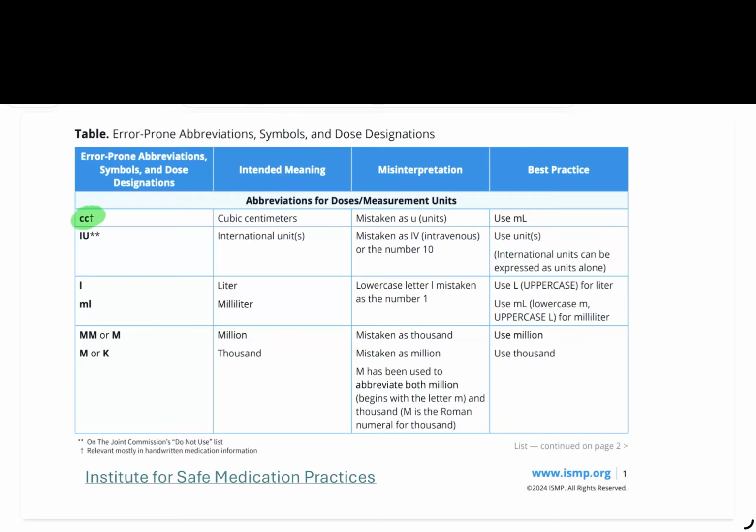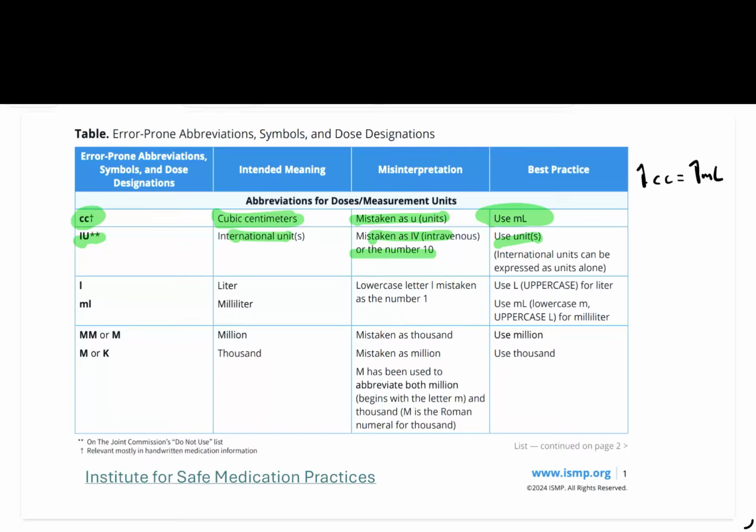Here's one. I just talked about the cc, which is the cubic centimeter. It's sometimes mistaken as units. And so the best practice is to use milliliters. And sometimes you'll still hear people say, I need this many cc's. Written, the cc can be confused for units, and a unit is different than the volume measurement of a cubic centimeter. So remember, I just wrote down that 1 cc equals 1 milliliter. So it's better to use the unit of milliliter. IU is international units. Sometimes it's mistaken as IV or the number 10. So just use units. So international unit is the unit.